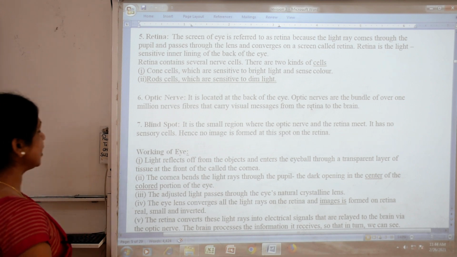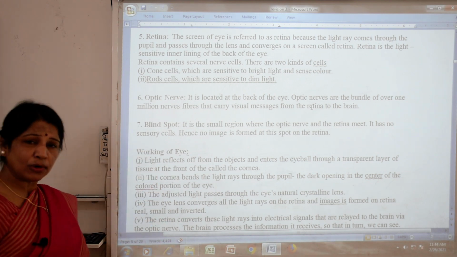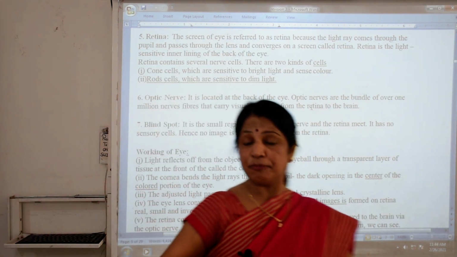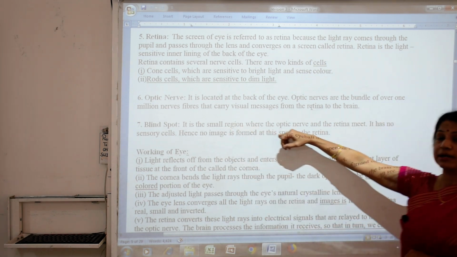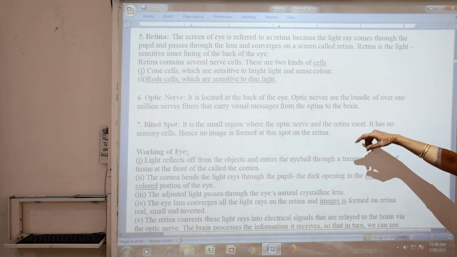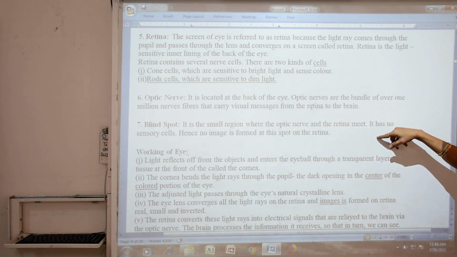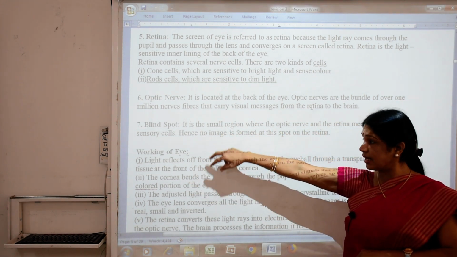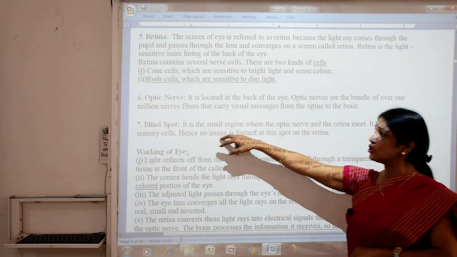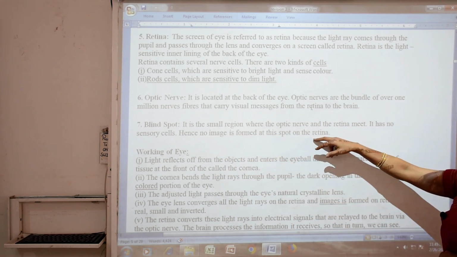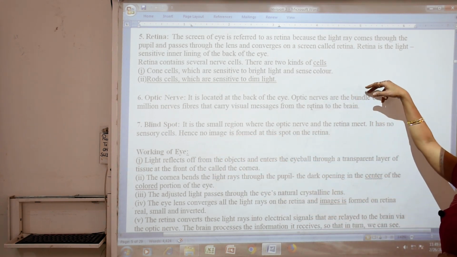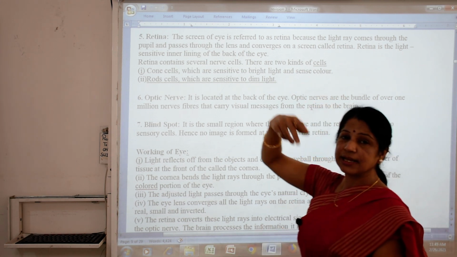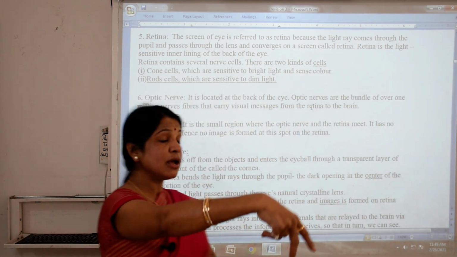Now further we are going to see the blind spot. What is the blind spot? Blind spot is a small region where the optic nerve and the retina meet. It has no sensory cells, hence no image is formed at this spot on the retina. What is the working style of our eyes?